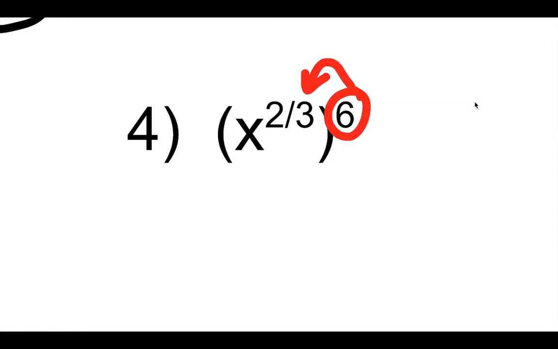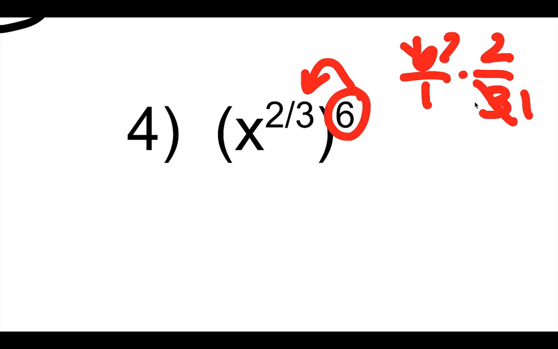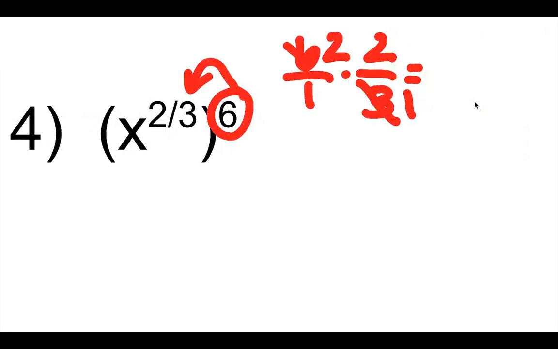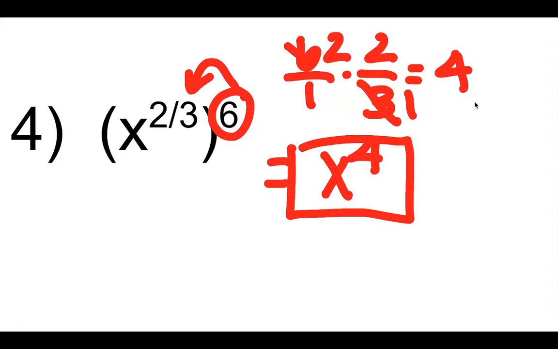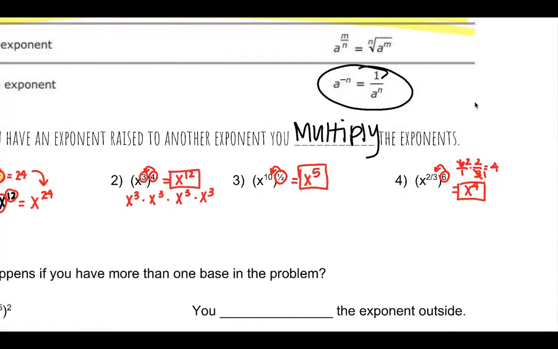6 times 2/3. So I've got 6 over 1 times 2/3. Again, you can use Desmos, but if you didn't, we get 4. So I've got x to the 4th power. Okay, so pretty good so far.